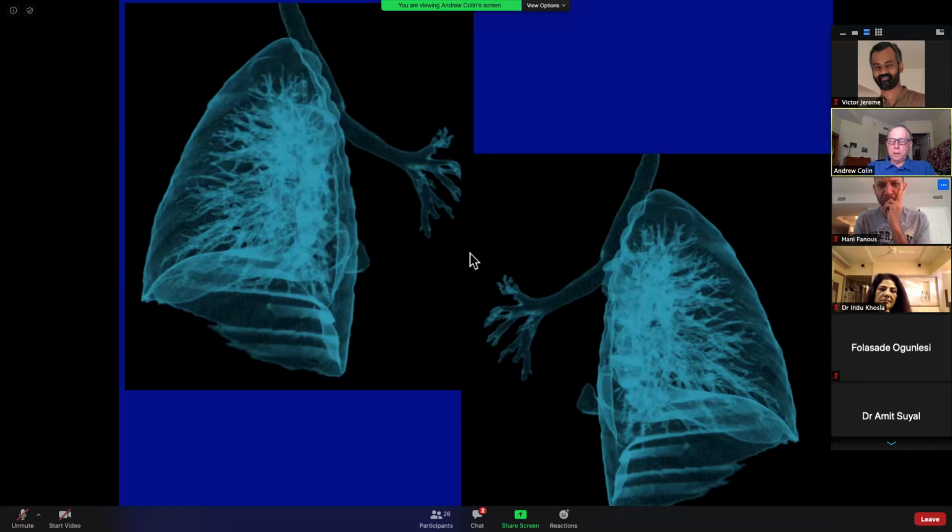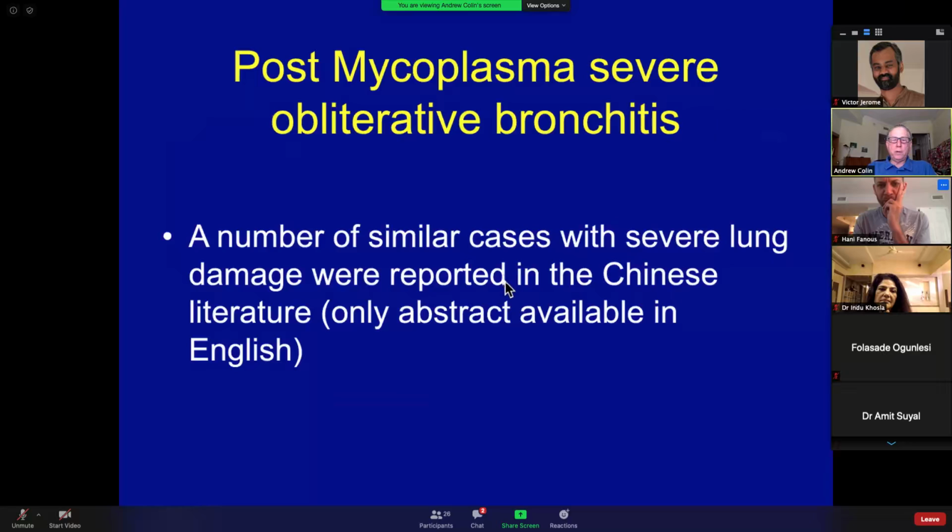The good news about this kid is that he recovered, and the diagnosis was a post-mycoplasma complete obliteration of the bronchi of the left lung. He recovered. He is now probably 13, 14 years old. Maybe Indhu would comment on that later. Seems to be doing okay.